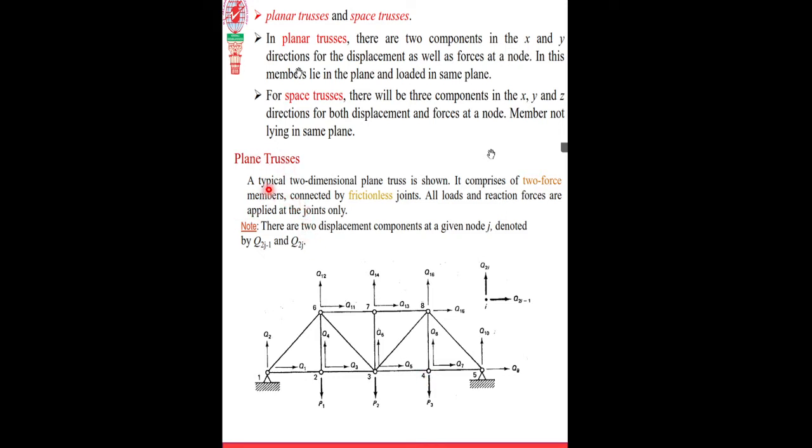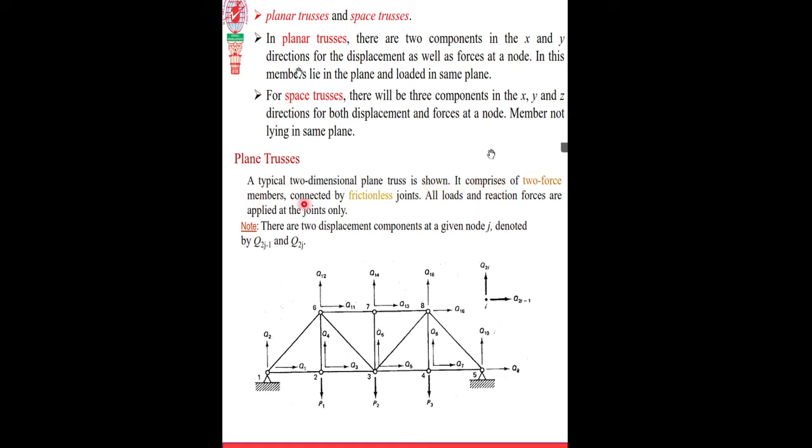So in plane trusses, a typical two-dimensional plane truss is shown. For example, you can see that this is the 2D type of truss, that is plane truss. In each joint, you can observe the displacement with respect to x and y, q1, q2, q3, q4, q5, q6, like that. And forces are also going to be considered. So therefore, a typical two-dimensional truss is shown.